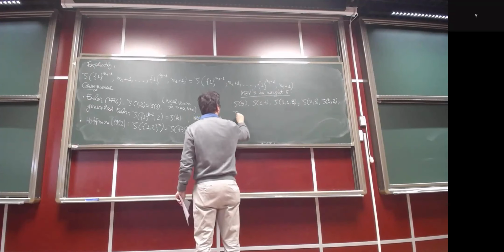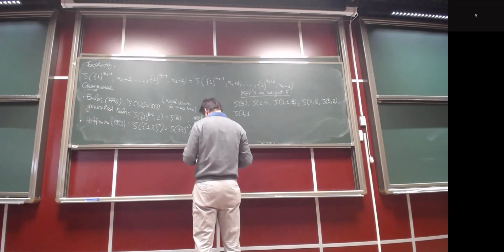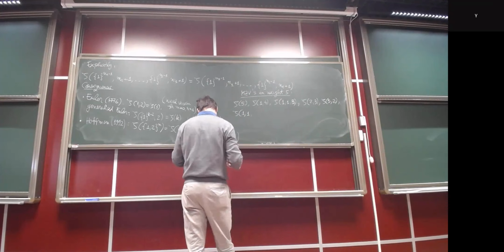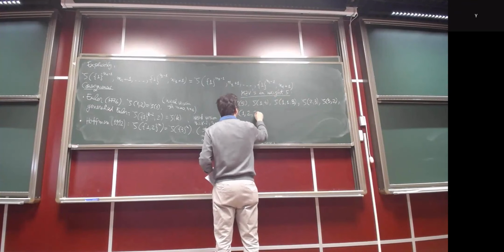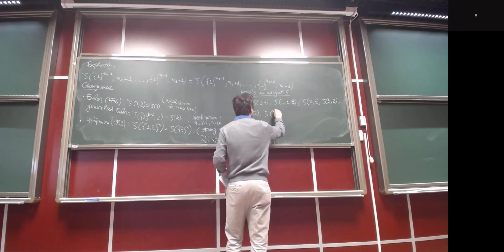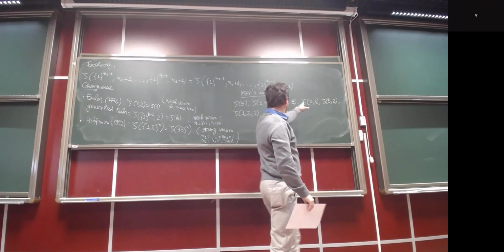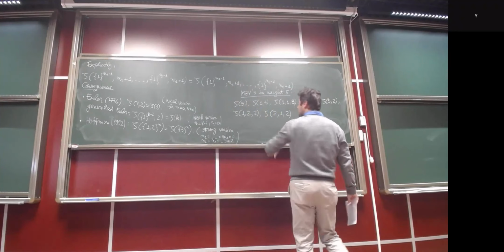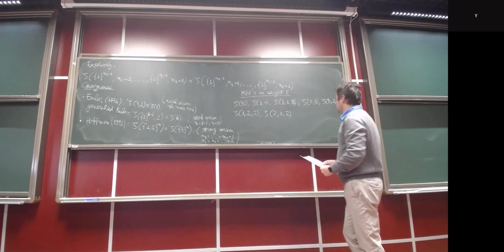What else? Zeta of 1, 1. Actually, 1, 2, 2. Zeta of 2, 1, 2. 1, 2, 3, 4, 5, 6, 7, and I'm missing 1. 1, 1, 1, 2. Yes, 1, 1, 1, 2.